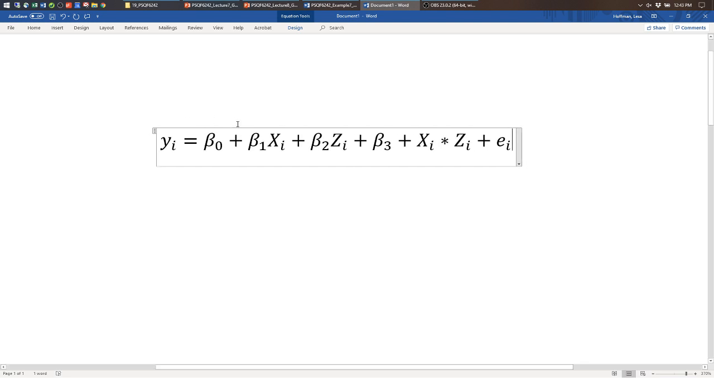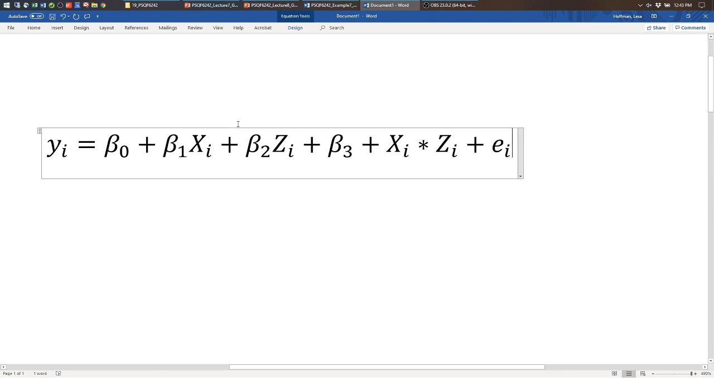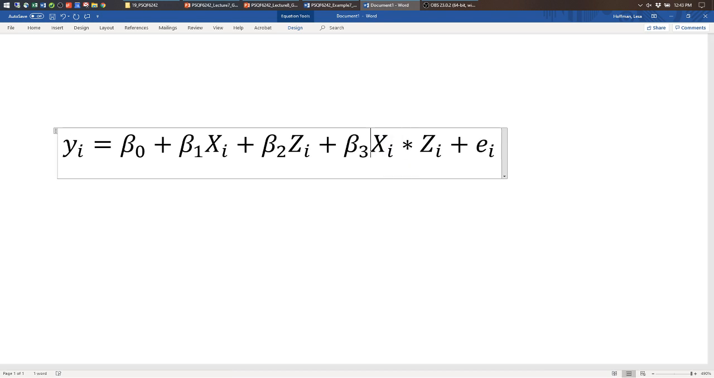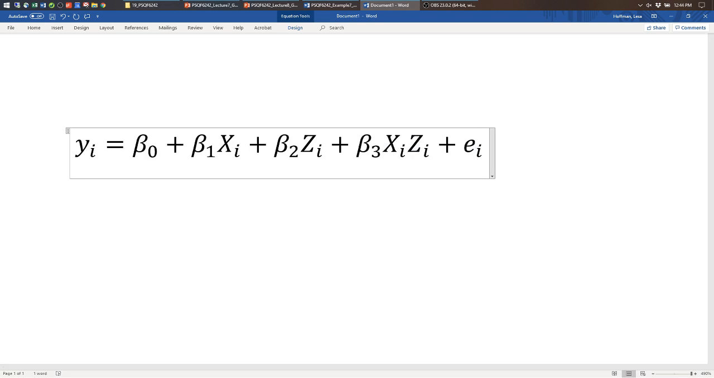Okay, did I forget any subscripts? Do any of my betas need subscripts? Hang on, didn't mean to put a plus sign here. Nope, not that one. There, that looks better. I'll just put these next to each other because it looks a little weird to have them separated. There we go.